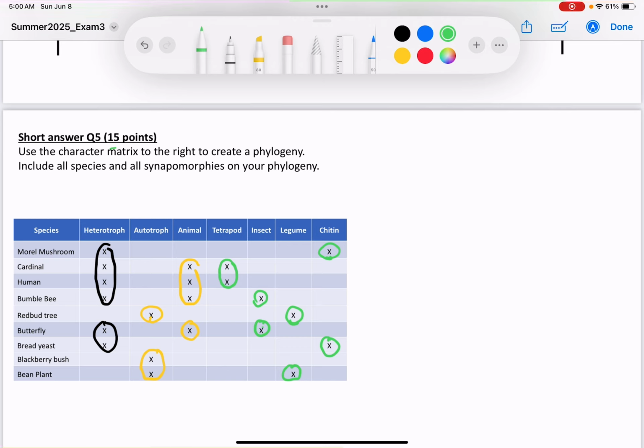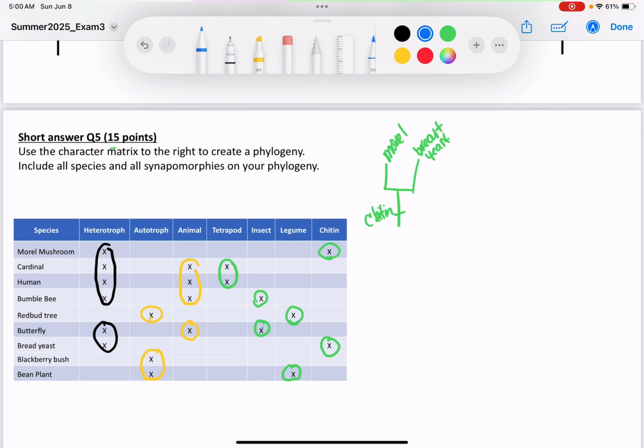So I'm just going to start somewhere. Let's start with the mushrooms because they're up top. So I've got the morels and the bread yeast. So I've got the fungi together, and chitin is the thing that grouped them together. And then I had lots of heterotrophs there, including a bunch of animals. So let's go to the animals next.